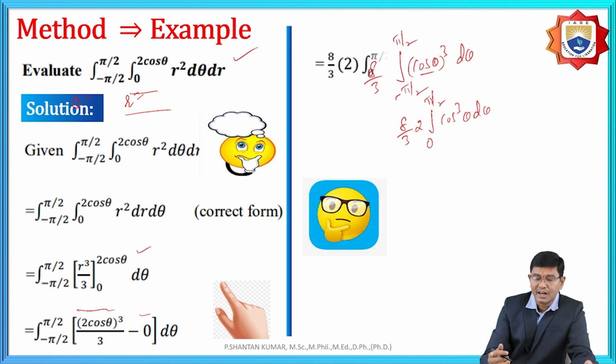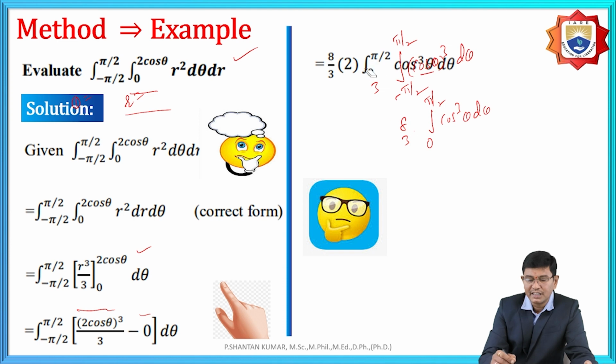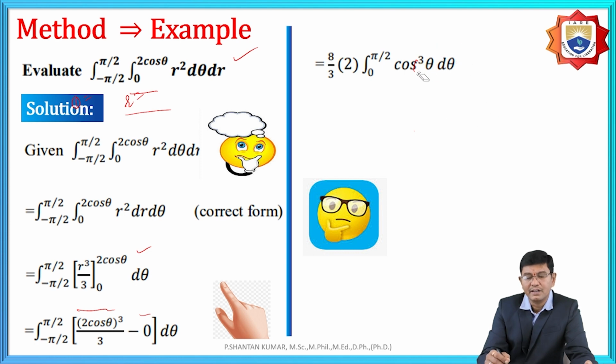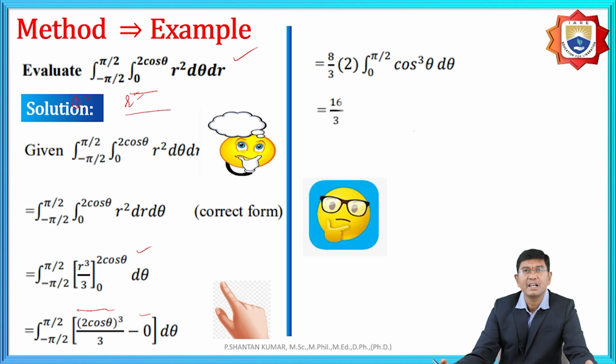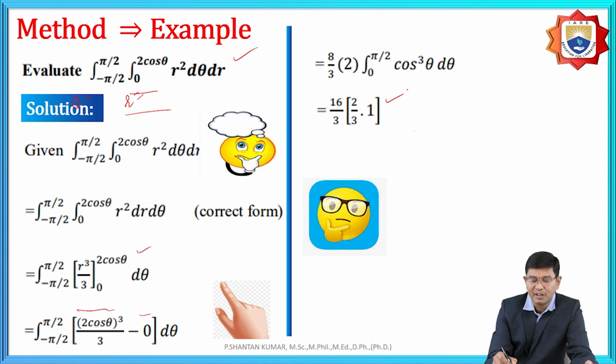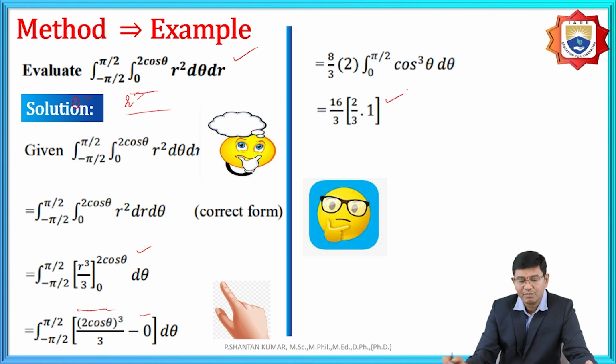After that modification, it is 2 times the integration from 0 to π/2 of cos cube θ dθ. Now, the integration of cos cube θ uses the formulas based on whether m is even or n is even. After simplification, we clearly get 2 by 3 into 1 as the solution. Therefore, finally, 32 by 9 is the final solution.